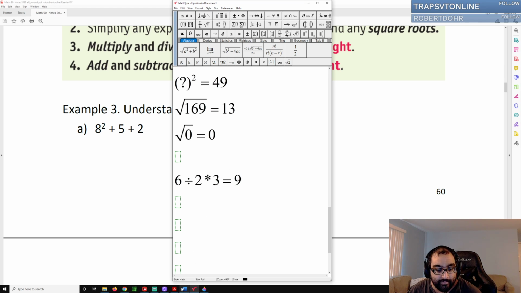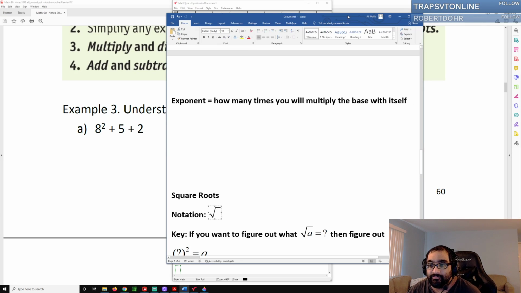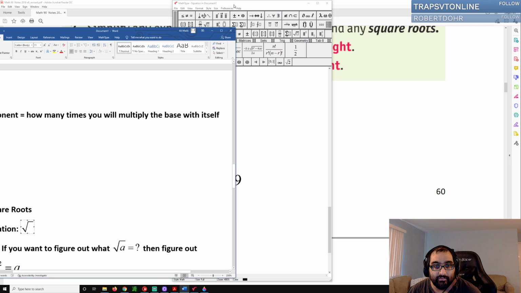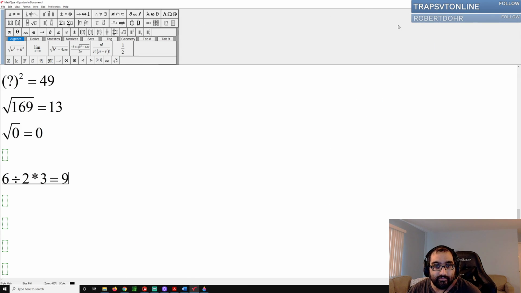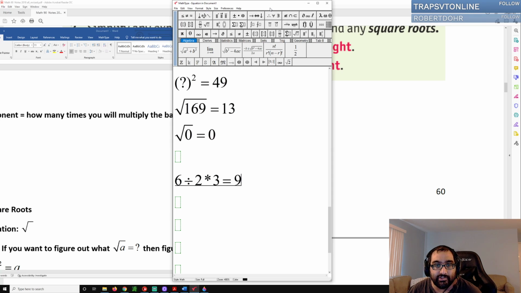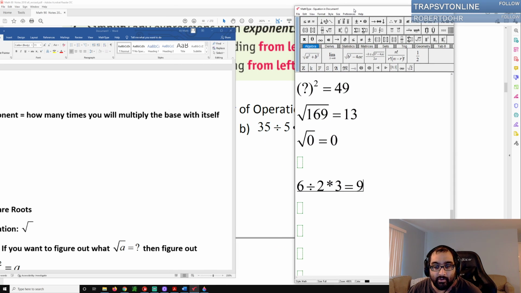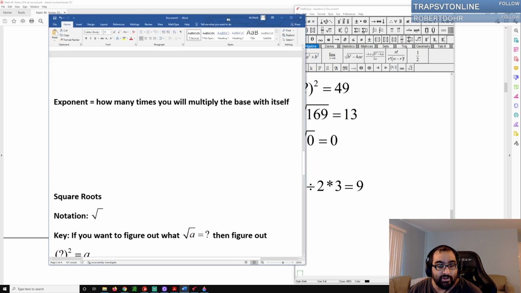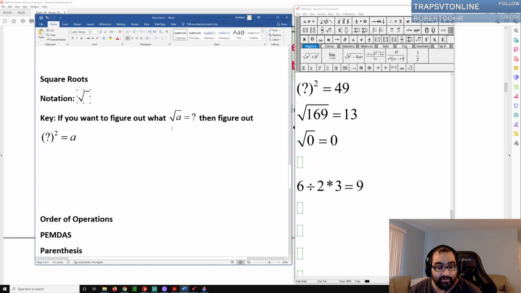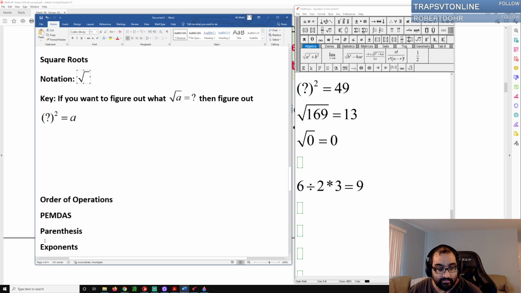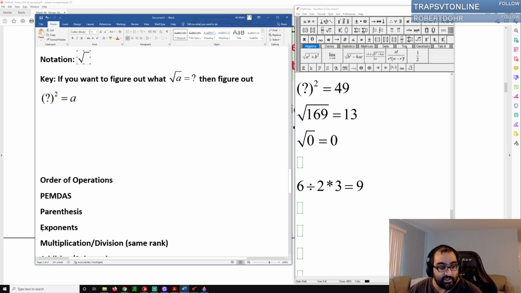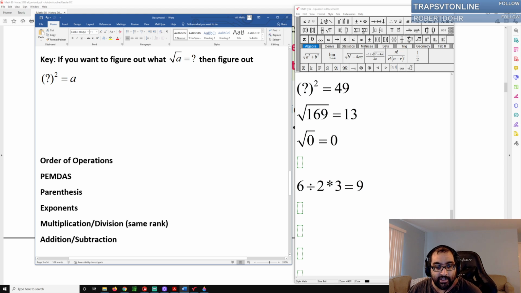Okay, why is it not 1 in this instance? You know, why isn't it the other answer? Well, let's take a look here. When we talk about order of operations, we talk about PEMDAS, right? So P represents parentheses, E represents exponents, and M and D represent multiplication and division.